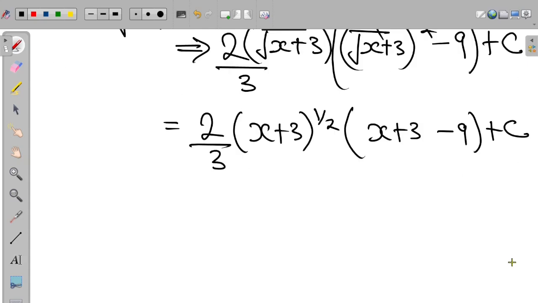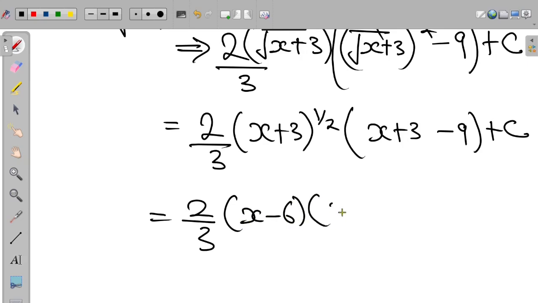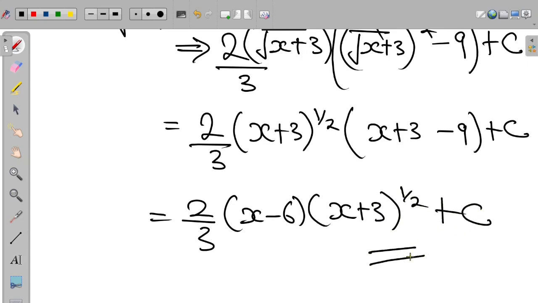So if we simplify further, this becomes 2 divided by 3. So 3 minus 9 is minus 6. So we have x minus 6 multiplied by x plus 3 raised to the power of 1 divided by 2 plus c. So at this point, we have been able to integrate the function given to us.